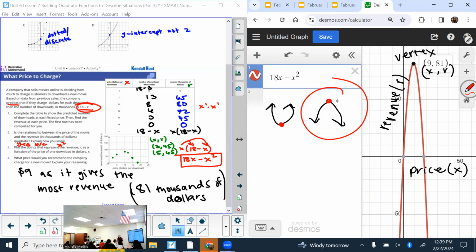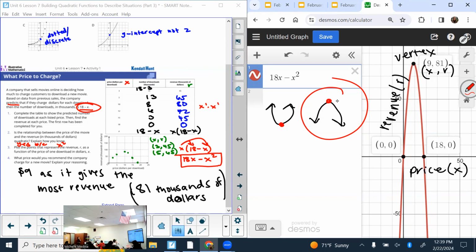Okay. X-intercepts. So I imagine that's going to be my next part. Zeros are another word for x-intercepts, and if we're relating it to the real world situation, remember x was the price per download and R was the revenue.